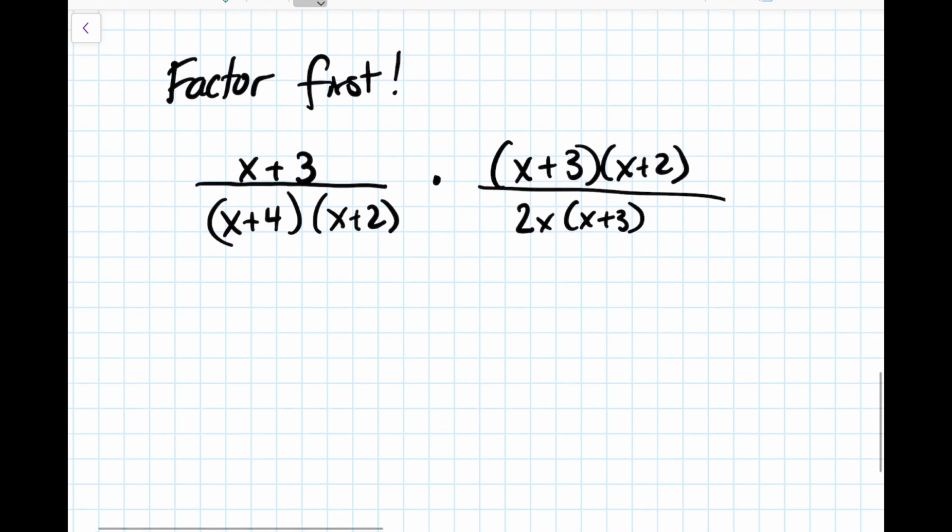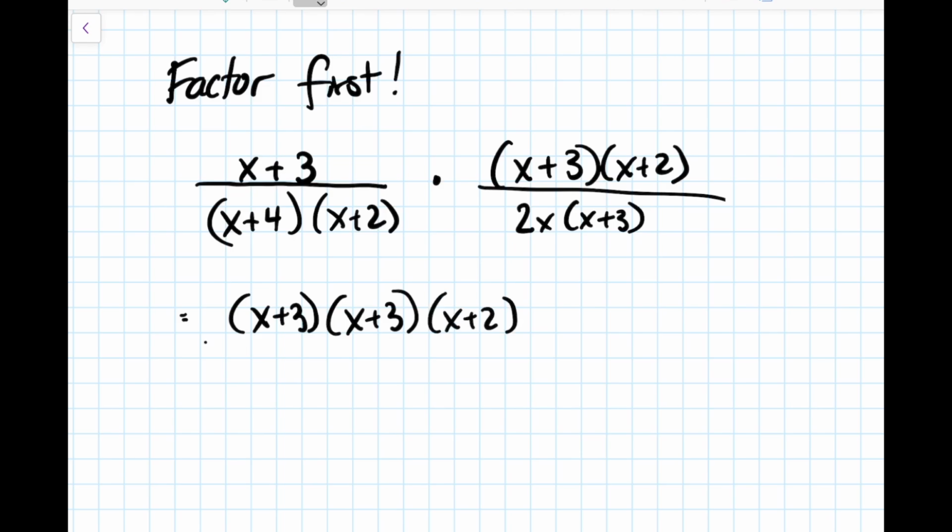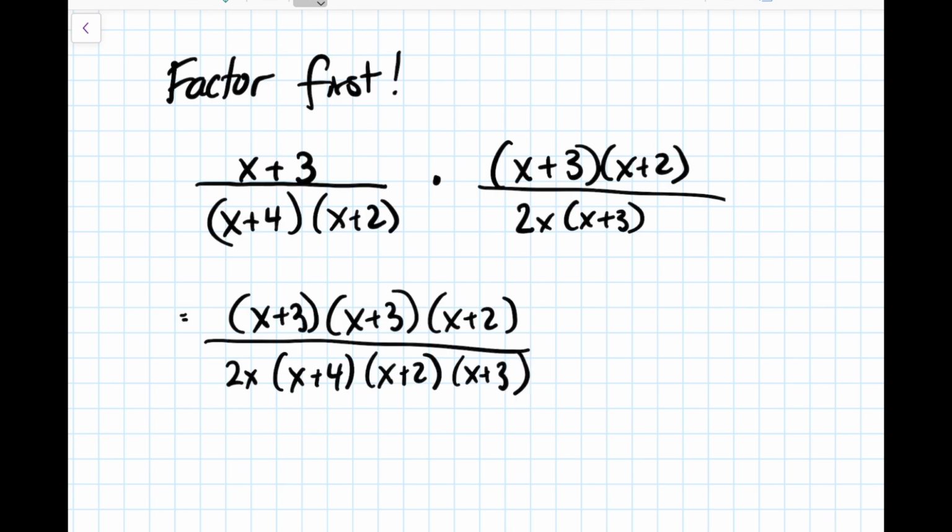You could also put these all together in one fraction first, and so have this as x plus 3 times x plus 3 times x plus 2 over 2x times x plus 4 times x plus 2 times x plus 3. So I typically myself wouldn't actually normally do this step just because it's basically just rewriting everything out to no benefit. But if you want to organize things, you absolutely can do this.